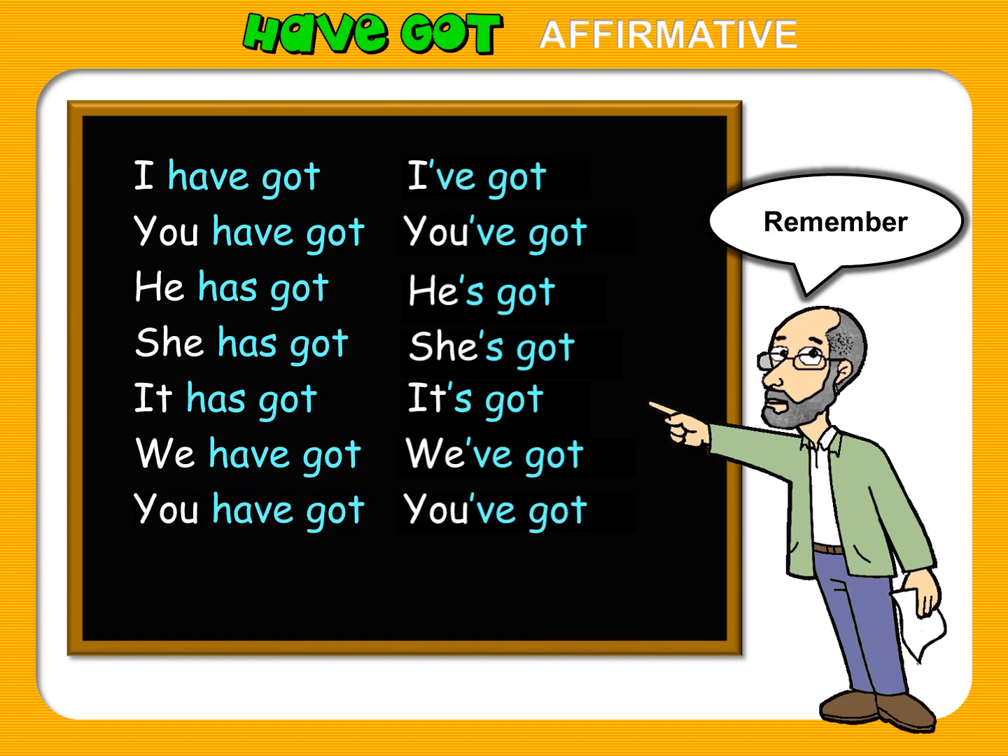This is the short form of it. And they have got, we can write it, they've got. So, I have got, you have got, he has got, she has got, it has got, we have got, you have got, they have got. And the short form, like what you have in front of you. Okay.